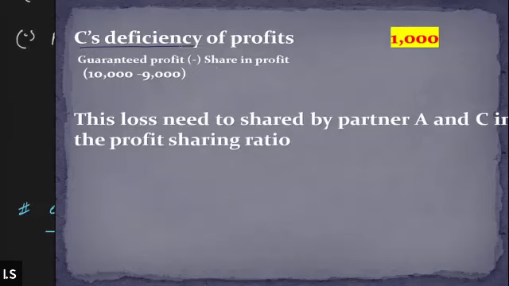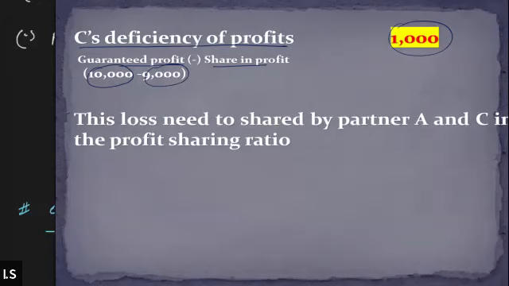So C's deficiency will be calculated as guaranteed profit, that was 10,000, minus the share in profit that he actually got, only 9,000. So 10,000 minus 9,000 will be how much? 1,000, right? Is it clear, everybody? Yes, sir. Zainab, is the calculation of C's deficiency clear, yes or no? Okay.